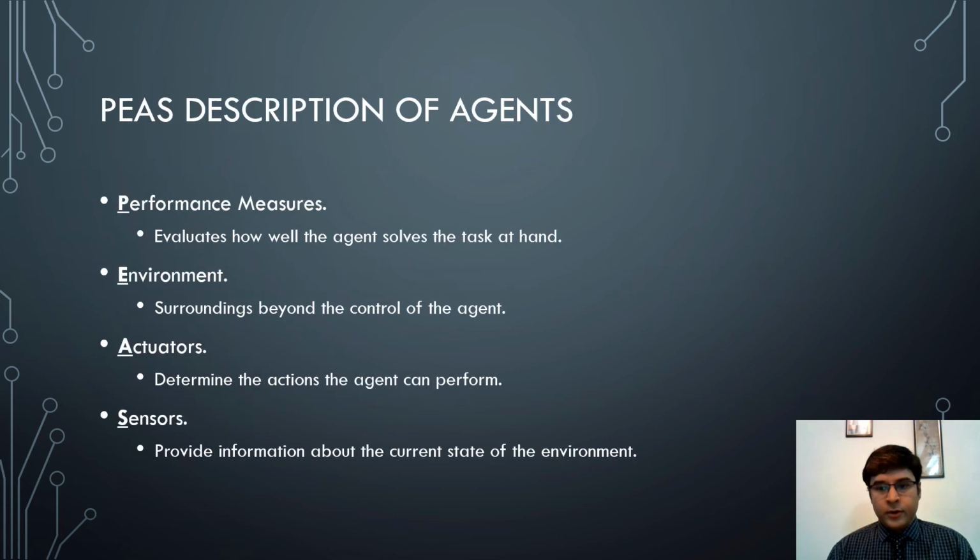For designing an AI agent, the following measures are taken into account, which is the PEAS description of agents. P for performance measures, which evaluates how well the agent solves the task at hand. E for environment, which implies surroundings beyond the control of the agent. A for actuators, which determine the actions the agent can perform. And S for sensors, which provide information about the current state of the environment.